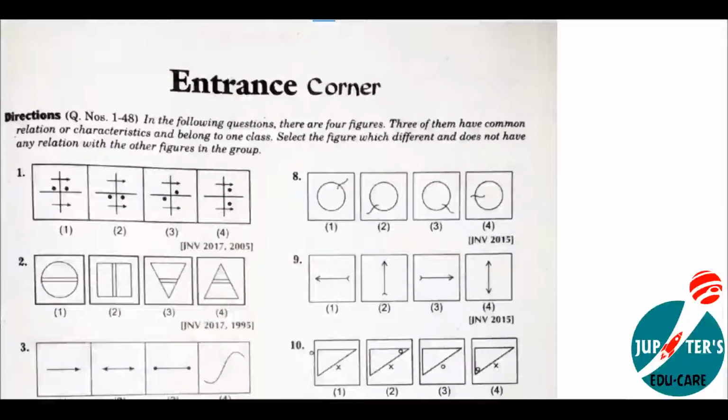We are discussing chapter 1, Odd Man Out. In that, our first question, we have four options. From these four options, we have to choose one answer. That will be our odd man out, meaning the different one.